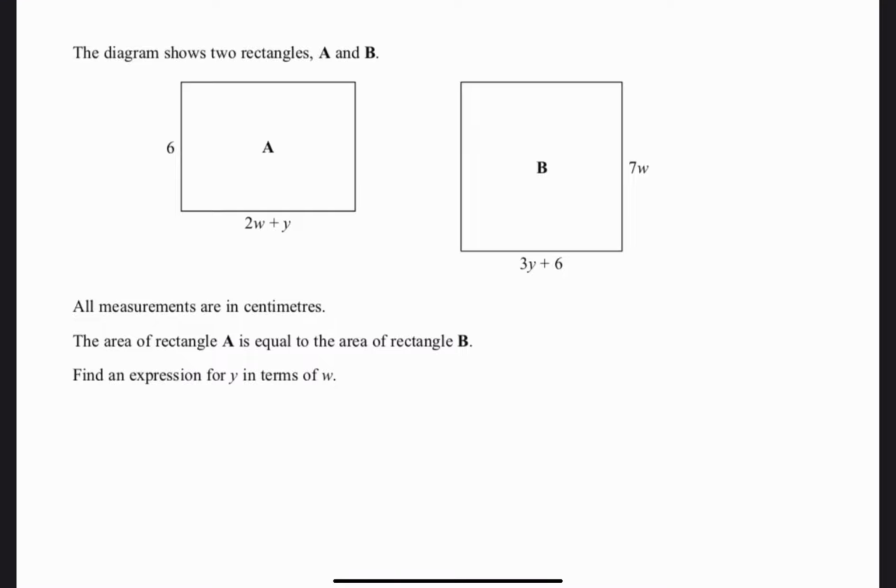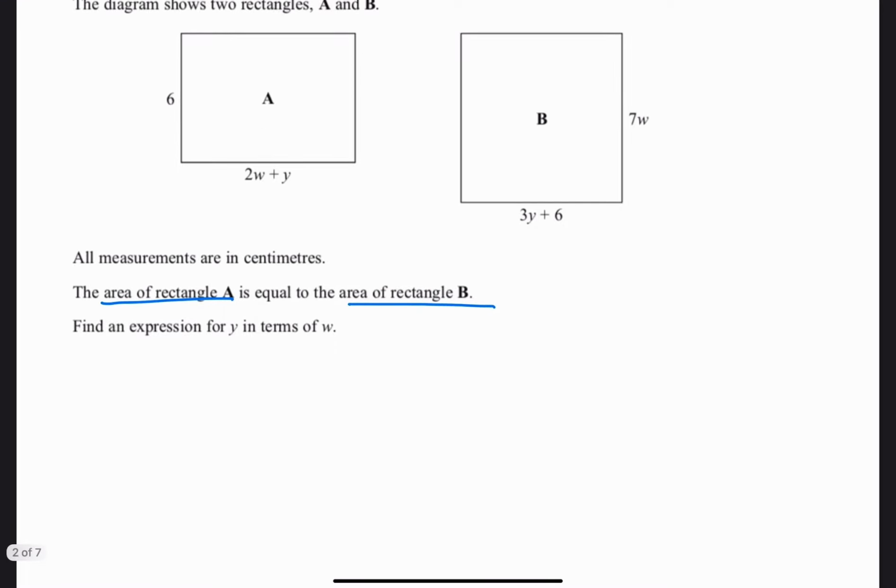Okay. If I look through this one, the diagram shows two rectangles A and B. Got it? Both have the same area. Rectangle A area equals rectangle B area. So what is the area? You want to write the expression for y. Technically speaking, you want to make y the subject.